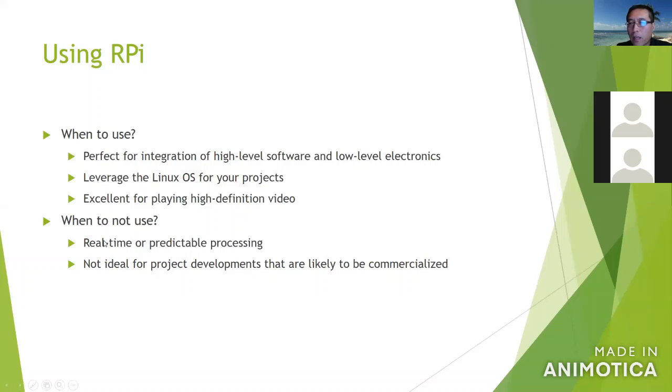But like I said, we cannot directly use Raspberry Pi to support real-time applications, and it's not ideal for project developments that are likely to be commercialized. It's very good for research, education or hobby. For example, if you want to design a home security system, that's very good. But if you want to commercialize your idea, it's not a good system to use. It's very good for making a prototype for your research project, your education project, your personal project.